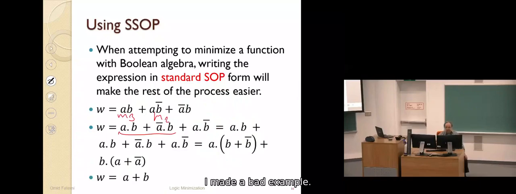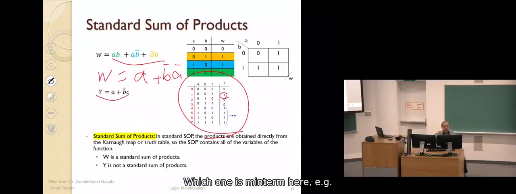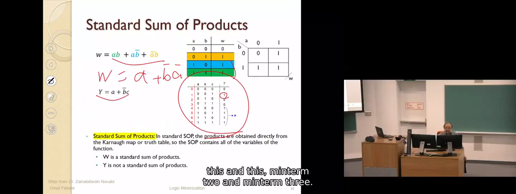No, I did not. So I made a bad example, and that's the problem of the truth table. Let me give you another example. Which one is a minterm here? For example, this and this: minterm 2 and minterm 3.